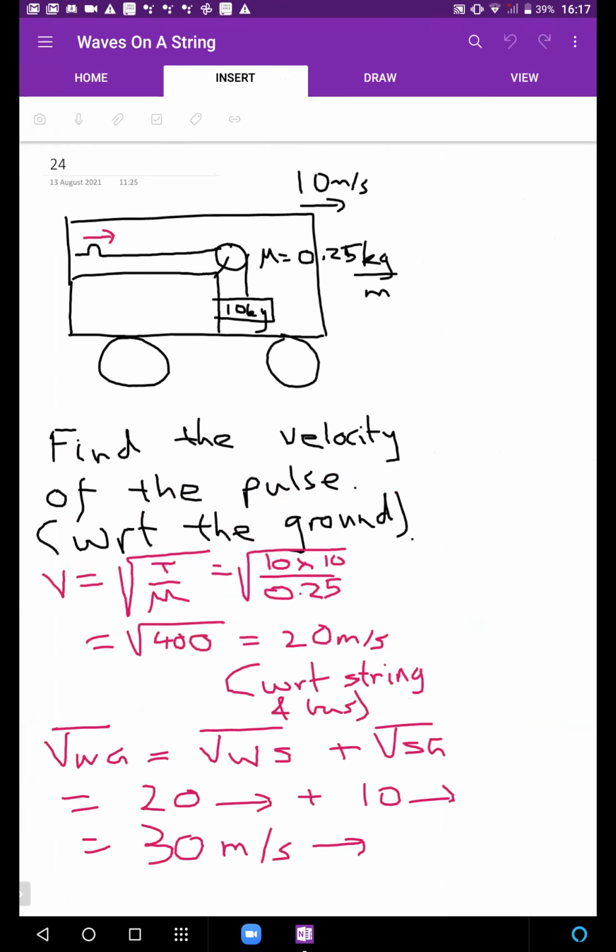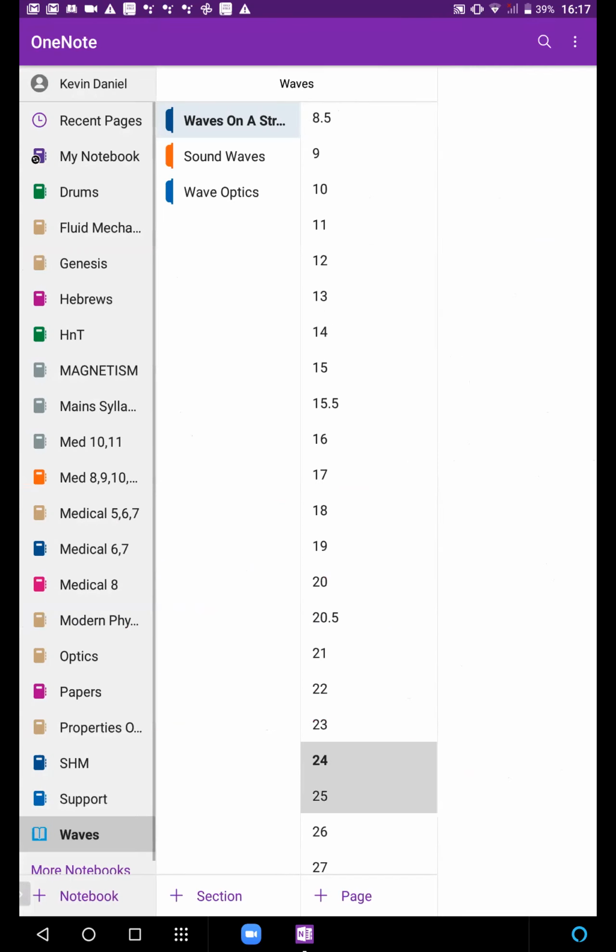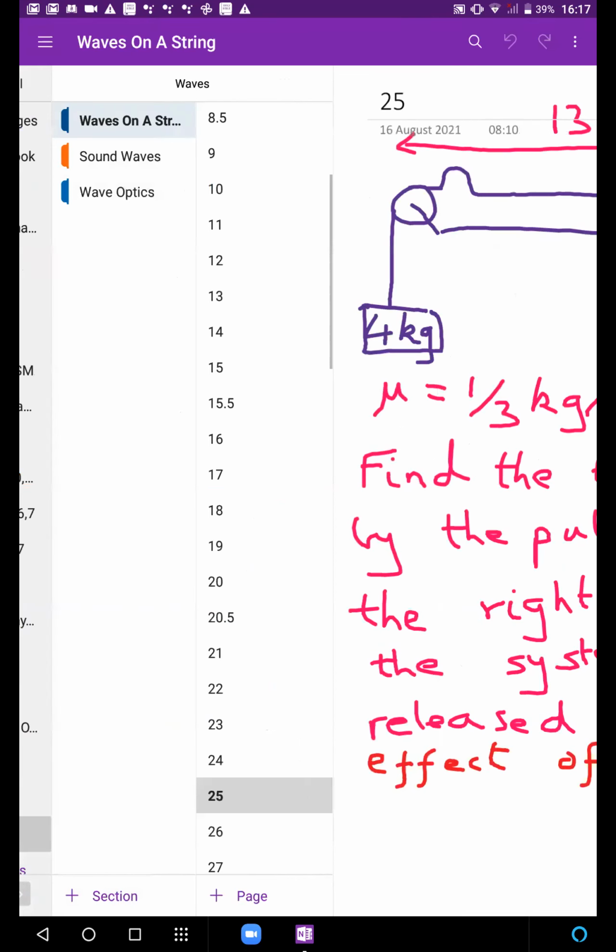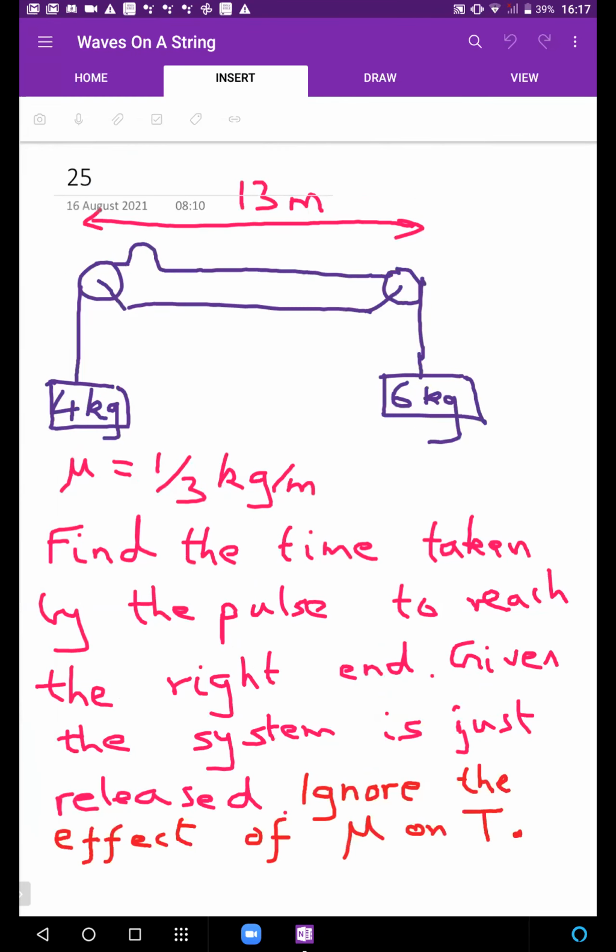Again, a question like this, simple questions. I think this one was a good question. Make sure you try this. The relative concept comes into it. Wave has a motion, but on top of that, because it's in a pulley block system, tension will come in the string. From the tension you get the wave velocity, but that wave velocity is relative to the string.